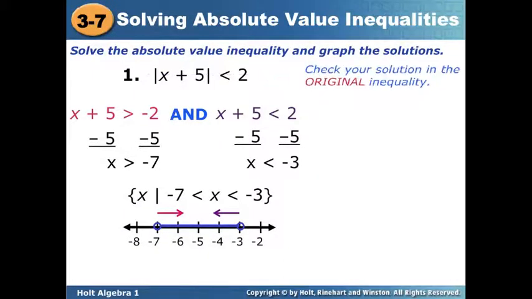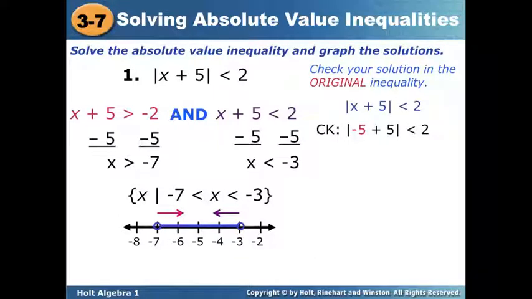We will check a number from the shaded region, always in the original problem. The original problem was the absolute value of x plus 5 is less than 2. You will not need to check in the 2 inequalities that you use to solve. Just check in the original problem. So the absolute value of -5 plus 5 simplifies to be 0, which is less than 2.